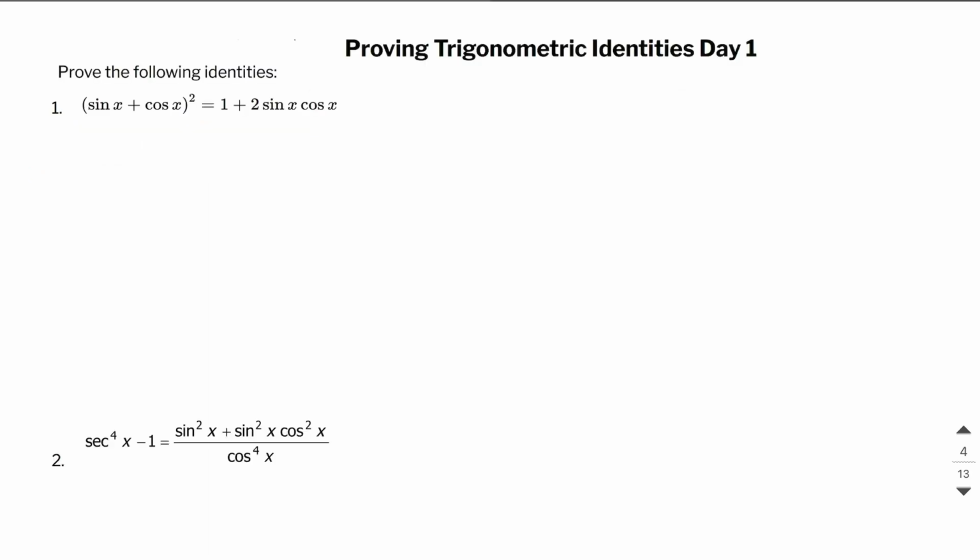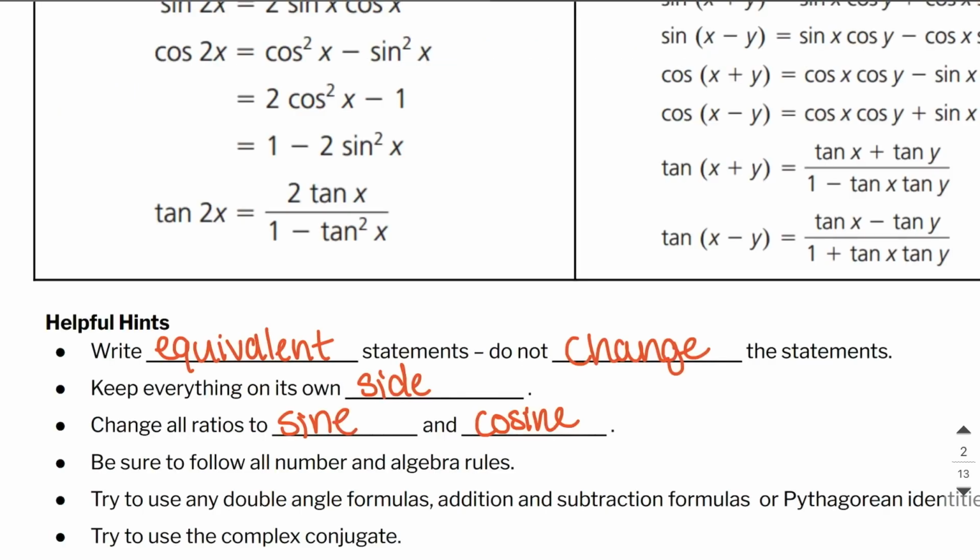In question number 1, we're asked to prove the following identities. But before we do that, I just want to bring your attention to some suggestions before we actually go ahead and start this question. If you remember, we have to write equivalent statements and don't change the statements, okay? So we're not going to do any type of operation that is not just multiplying by 1, okay?